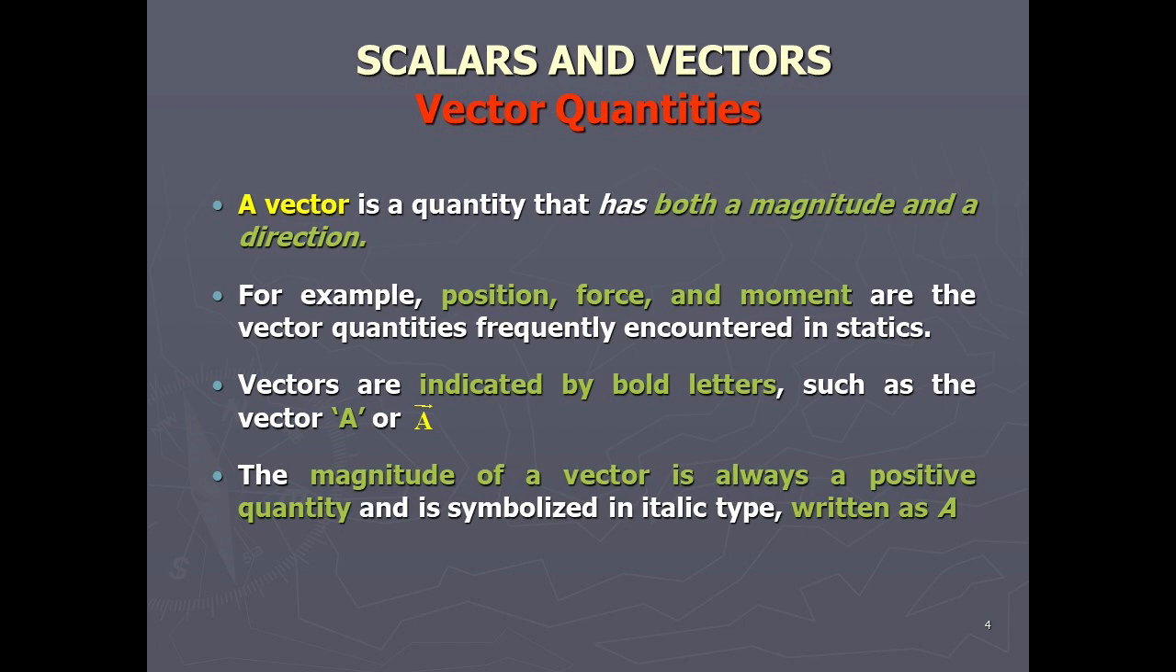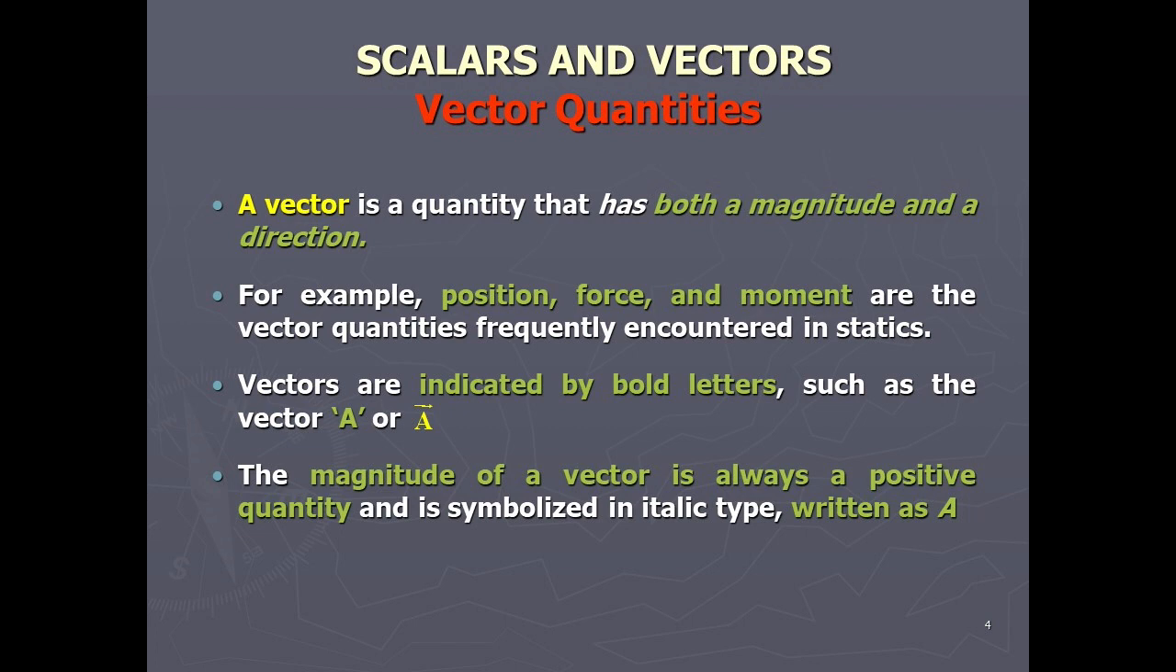That's in print; you can type in bold. But in writing by hand, you indicate using a small arrow to show that it has direction. Write the letter and then indicate that this is a vector quantity, while in print, you can type in bold. We are going to expatiate more on the vector.